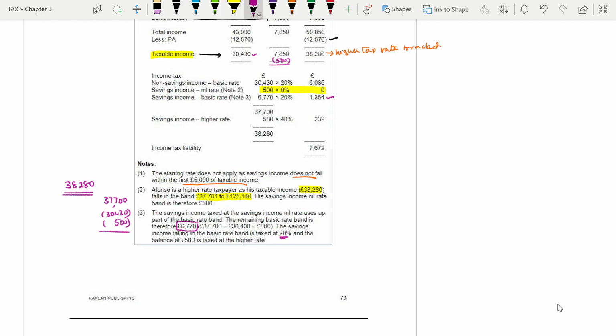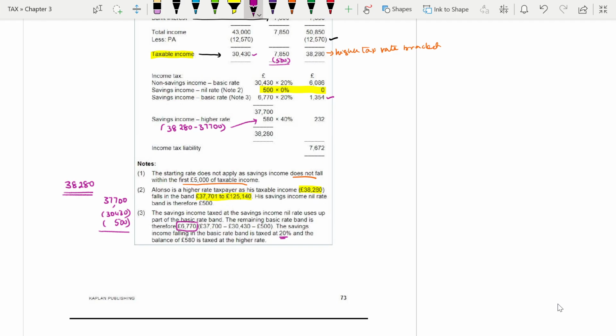The balance is, see the thing, how much? 38,280 minus 37,700. Is it 38,280? I will write here. 38,280 minus 37,700? It comes to how much? It comes to 580. Fine.